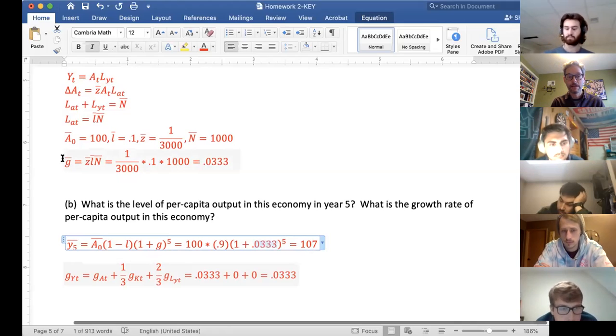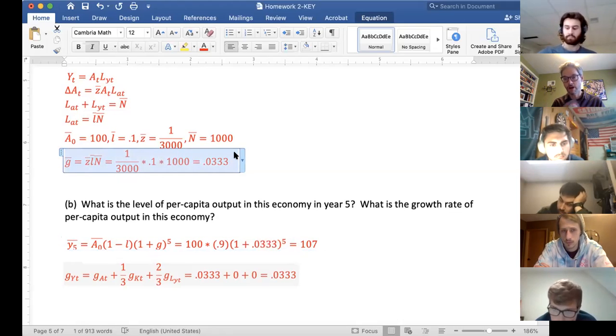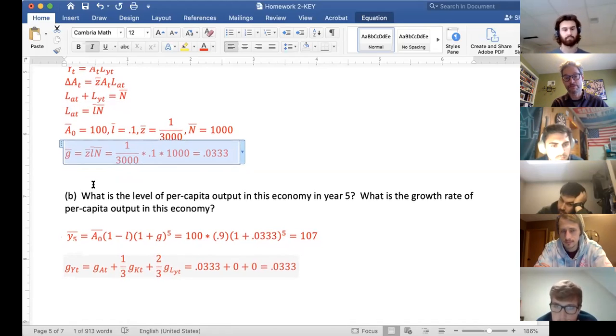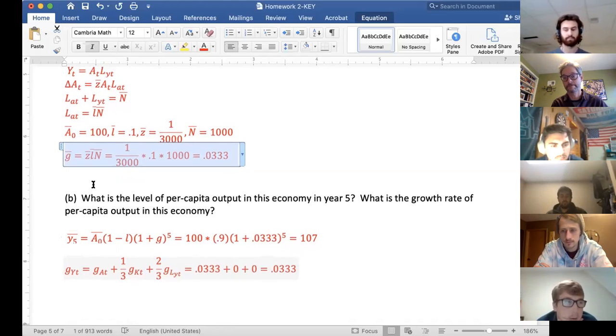What's the growth rate of output? In this model, the growth rate of technology is also the growth rate of output. So you can see here that A and Y grow at the same rate. If A is growing at 3.3% a year, then output is going to grow at 3.3% a year.